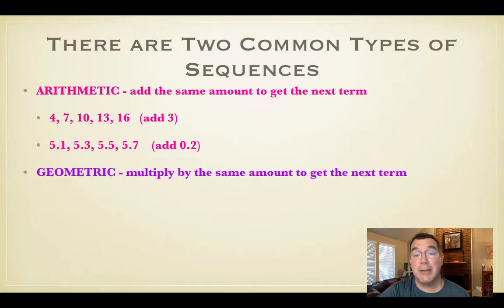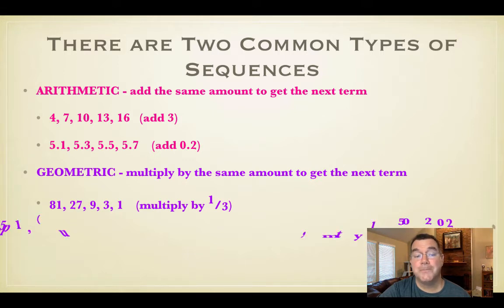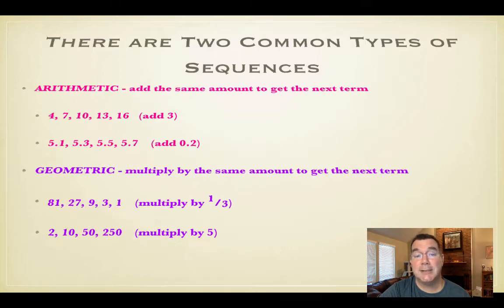The second major type of sequence is geometric. And that is where instead of adding the same amount over and over again, you multiply by the same amount over and over again to get from one term to the next. Okay, so for example, 81, 27, 9, 3, and 1. I keep multiplying by 1/3. 2, 10, 50, 250. I keep multiplying by 5 to get from one term to the next.